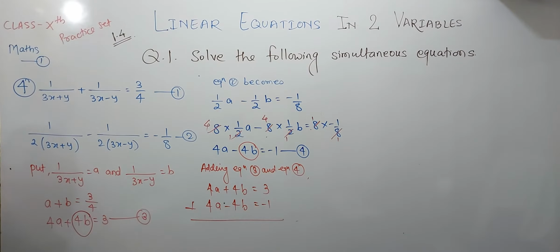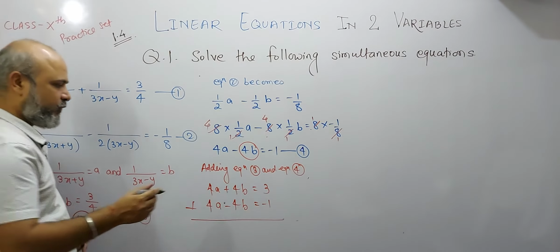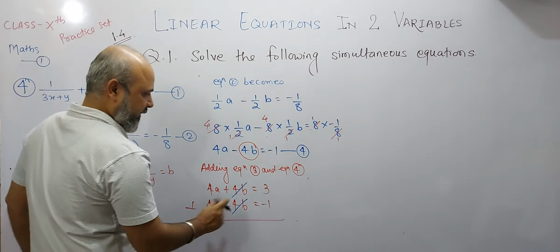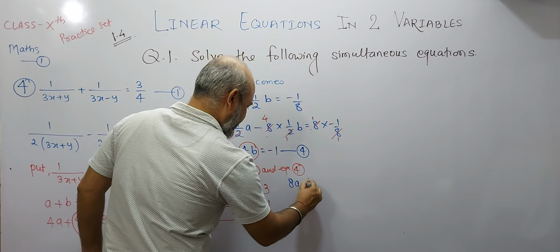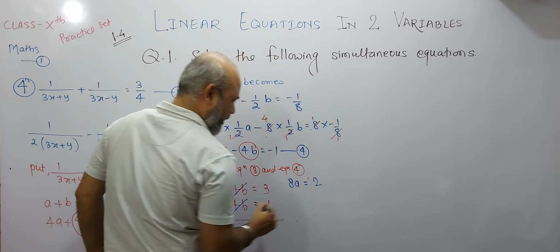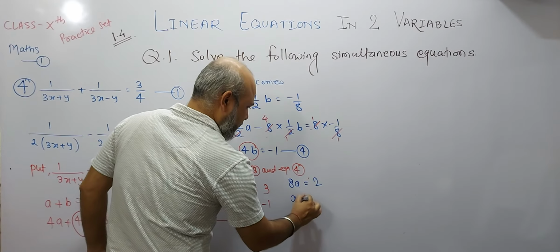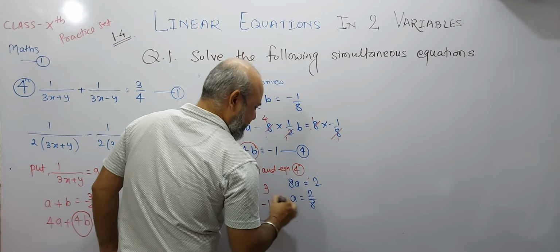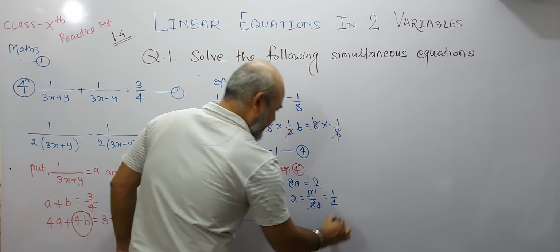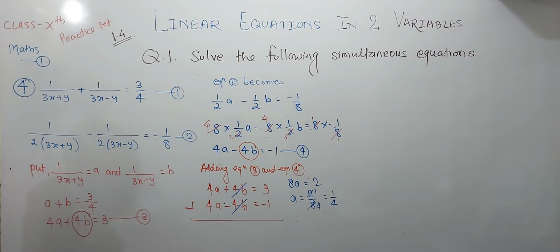So when you add these two equations, the plus 4b and minus 4b cancel out. 4a plus 4a, you get 8a, and 8a is equal to what? 3 minus 1, that will be 2. So a is equal to what? 2 by 8, and simplify, 2 ones are 2 and 2 fours are 8. So the value of a is 1 by 4.